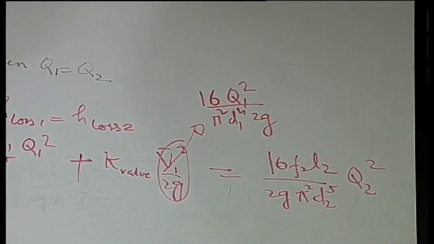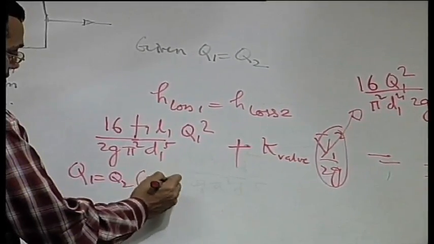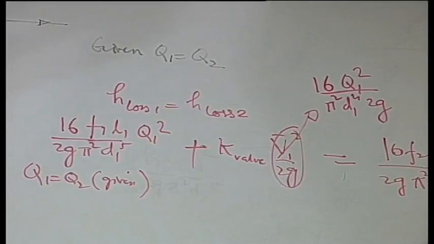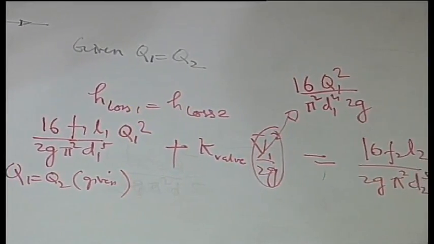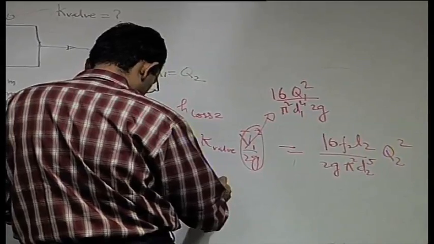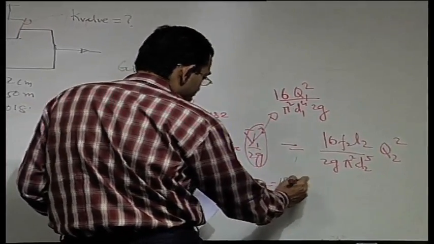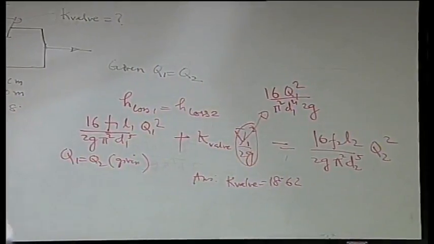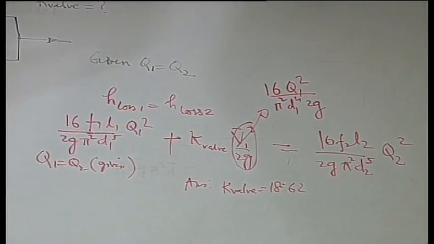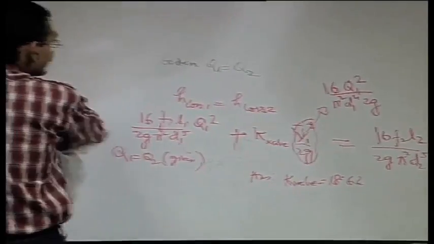right, and it is given that Q1 equal to Q2. So you can cancel that from the two sides and get the value of the K valve straight away, a very simple exercise. The answer is K valve is 18.62. Okay. Next we work out another problem.